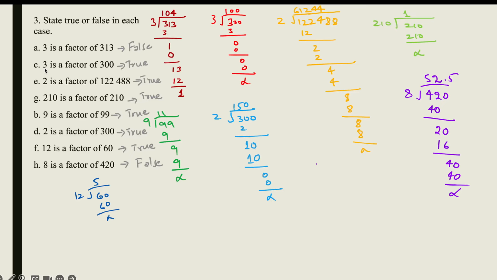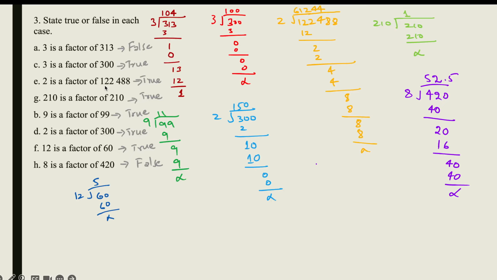Next is whether 3 is a factor of 300 or not. So again, we divide 300 by 3. 3 into 3 is equal to 3. Then we bring down 0. 3 into 0 is equal to 0. Then we bring down the next 0 in the last round. 3 into 0 is equal to 0. And you can see we are left with no remainder. Therefore, 3 is a factor of 300.